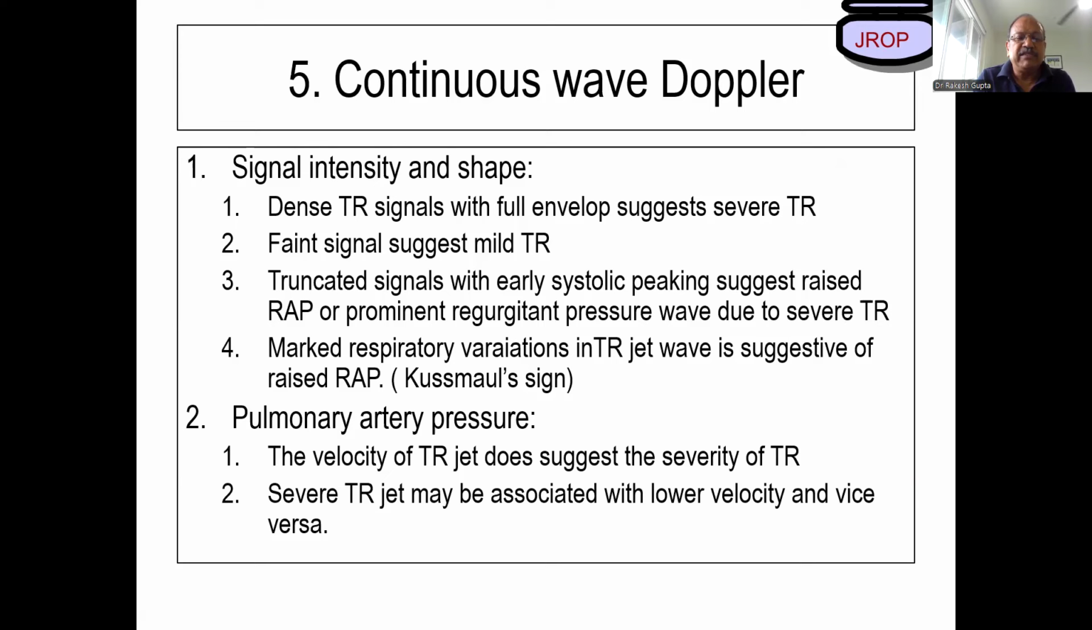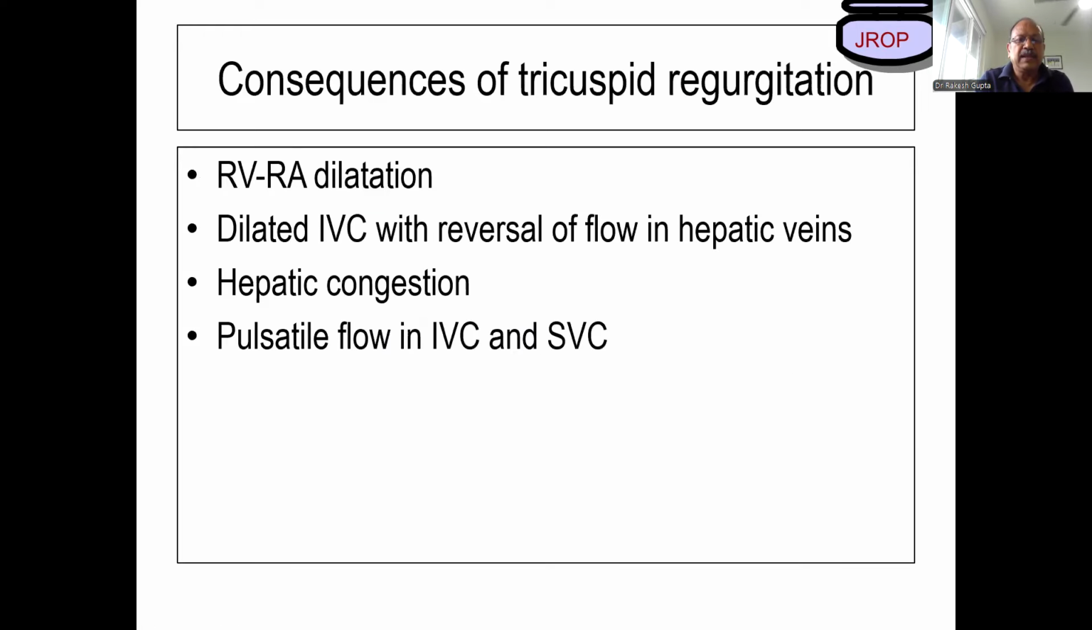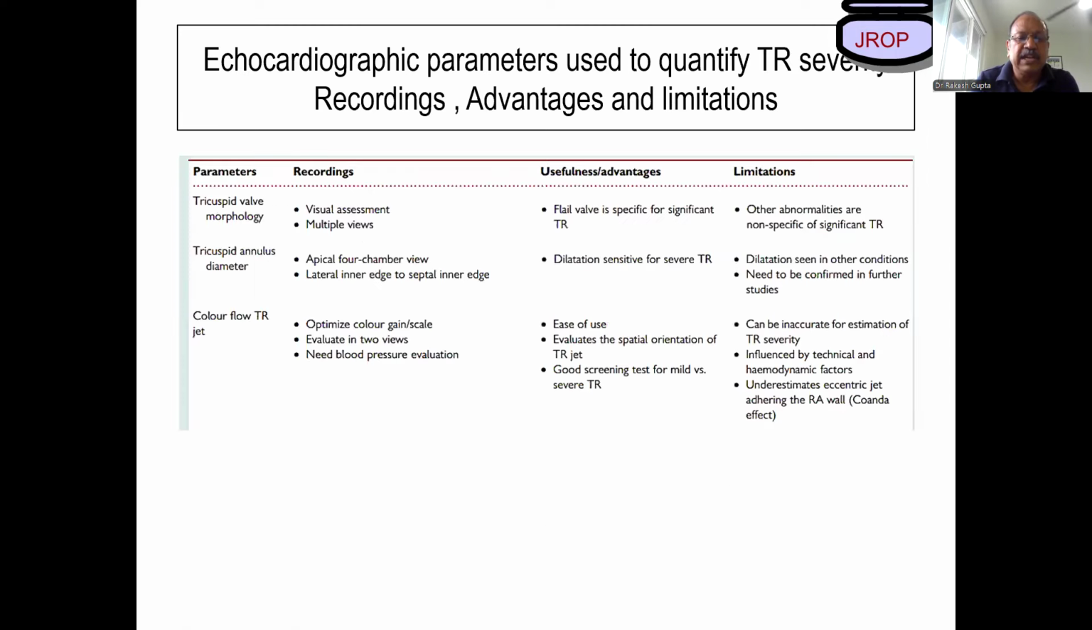In continuous wave, we have a dense TR signal with a full envelope suggesting a severe TR. And pulmonary pressure would be significantly elevated if we have a significant tricuspid regurgitation jet. What are the consequences of tricuspid regurgitation? The RV gets dilated, the IVC is dilated with reversal of flow in hepatic veins, hepatic congestion, and pulsatile flow in the IVC and SVC.